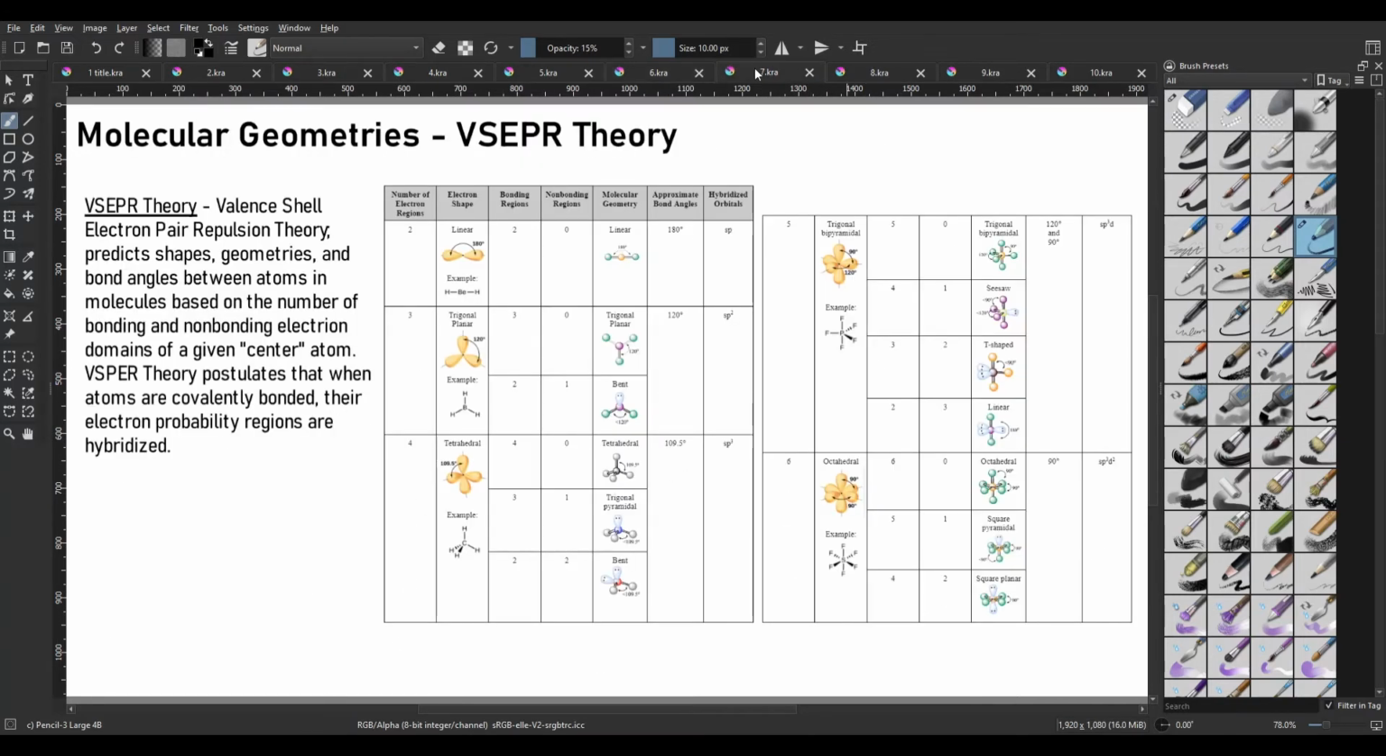So now we're going to move on to molecular geometries. I've referenced a couple of different instances where I said this is maybe not the most geometrically correct model, or the geometry might look a little bit different, so we're going to be going over that right now.